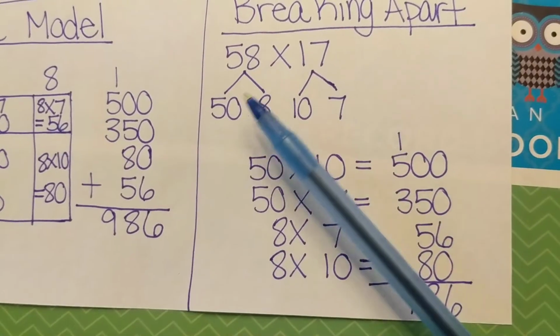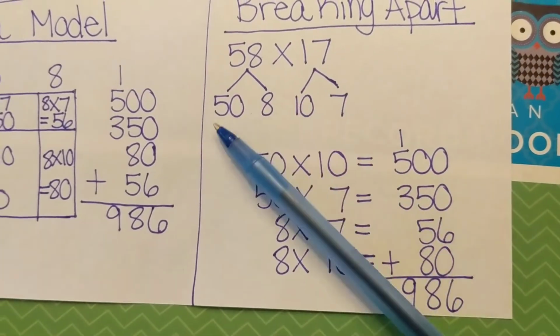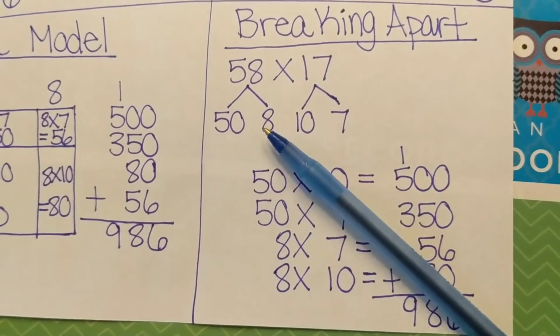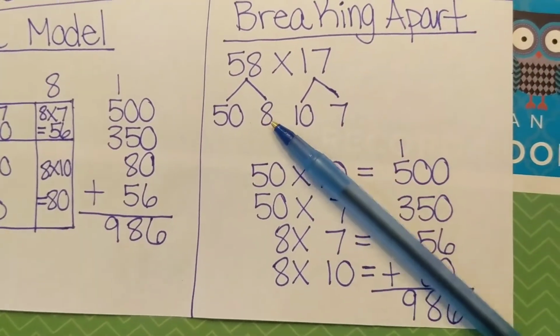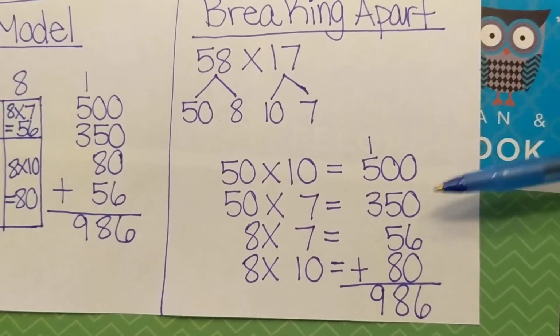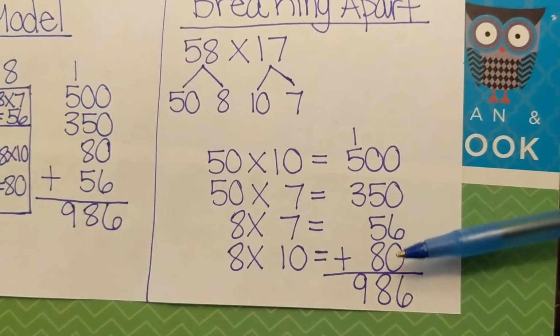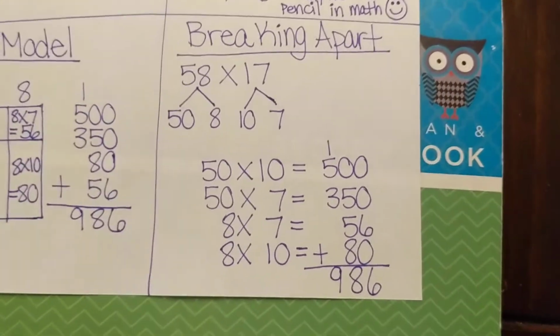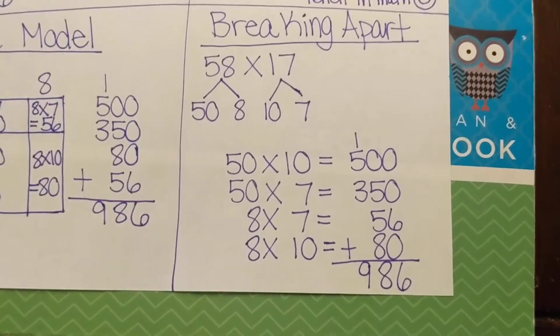So for example, I do 50 times 10 and then 50 times 7. Okay, after I do that, I make sure I do 8 times 7 and then 8 times 10. Everything was multiplied together. And again, once I multiply, I put the answers here and I add them up. Again, what you should see is that all of these answers, no matter what, equal 986.